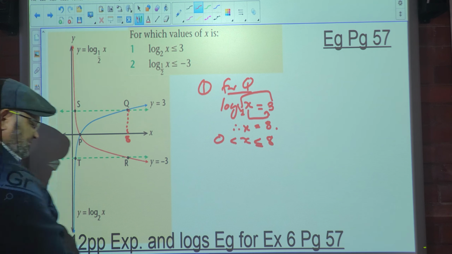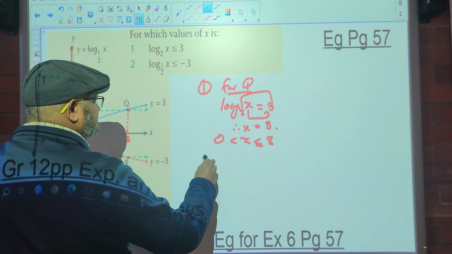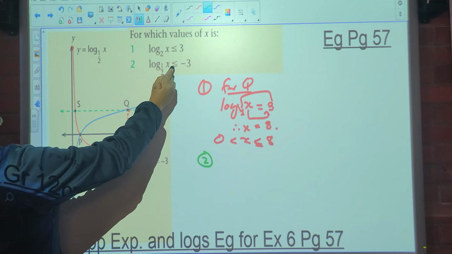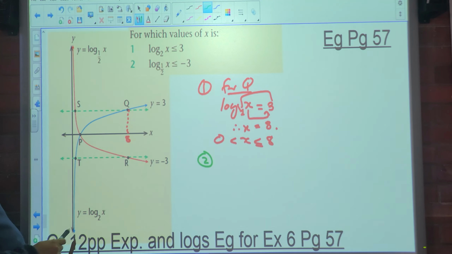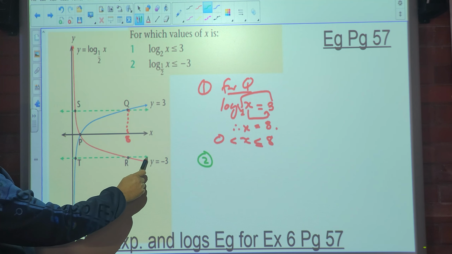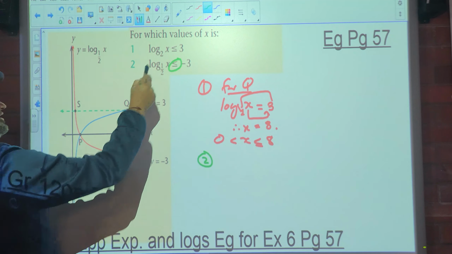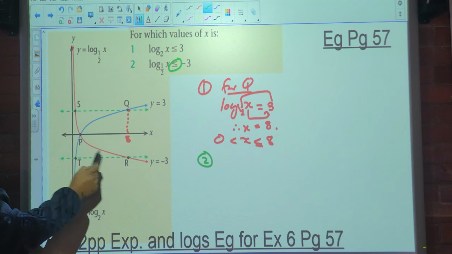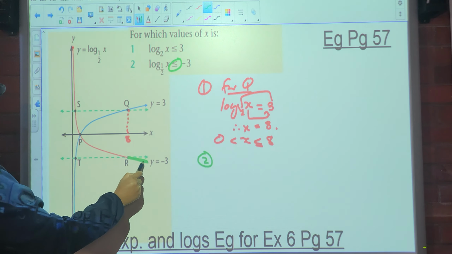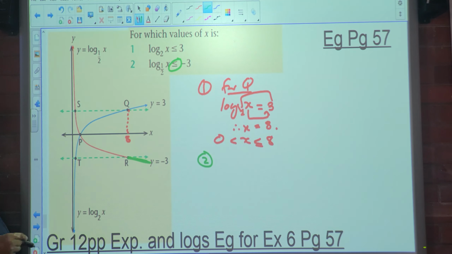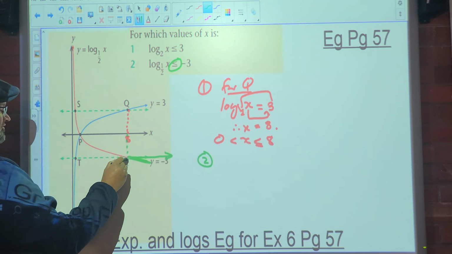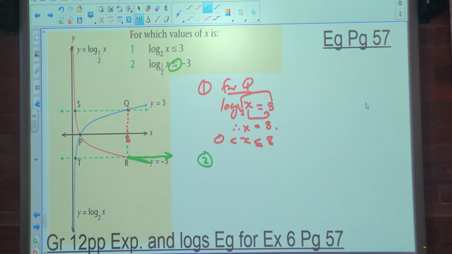Let's look at number 2. Number 2 says, where is log x base 2 less than or equal to negative 3? So here's negative 3. Okay. So less than or equal to, is that above this line or below the line? It has to be below. So it's this part of the graph they're referring to. So in other words, x must be more than whatever this value is here, which is 8 in this case.